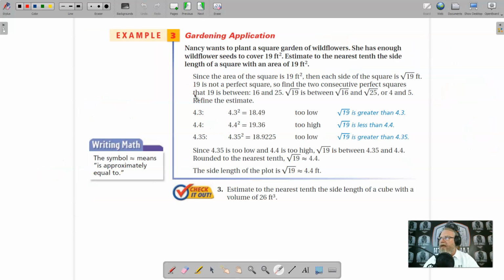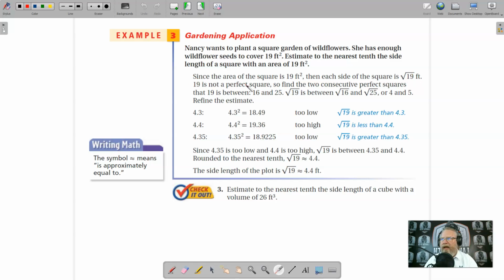So let's take a look at an example of that. Example 3, gardening application. Nancy wants to plant a square garden of wildflowers. She has enough wildflower seeds to cover 19 square feet. Estimate to the nearest tenth the side length of a square with an area of 19 square feet. Since the area of the square is 19 square feet, each side of the square is going to be the square root of 19 feet.